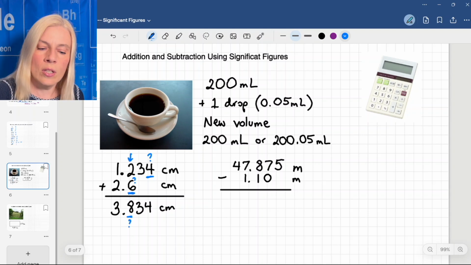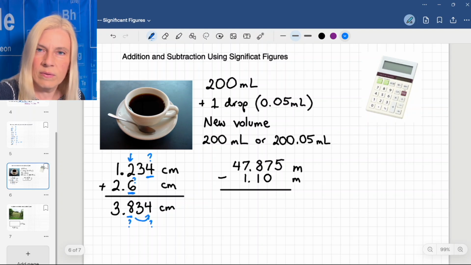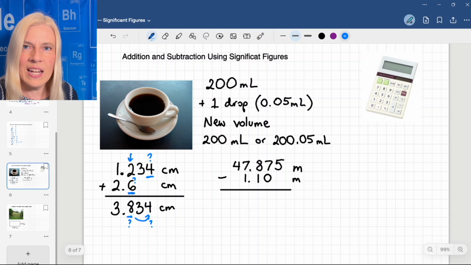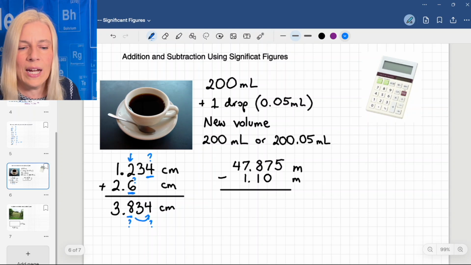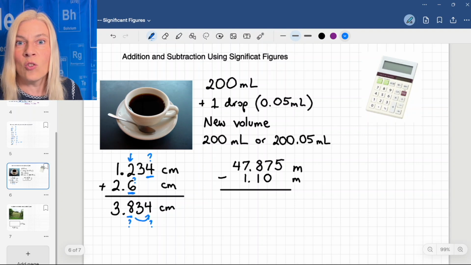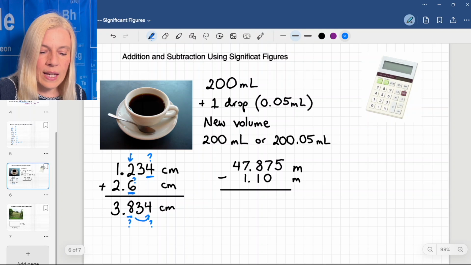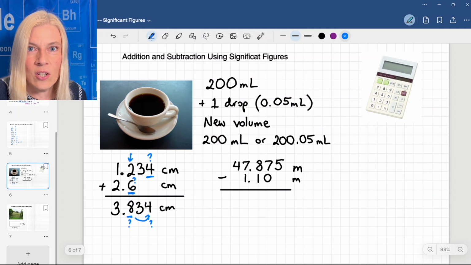If I'm uncertain about the 8, does this 4 matter to you? No, it's the same thing. Like if I have about 200 ml of coffee in a coffee cup, if I add that 1 drop, does it matter? It doesn't. So I do not care about this 4, because I am already uncertain about the 8. So if I'm uncertain about the 8, I have to report that.